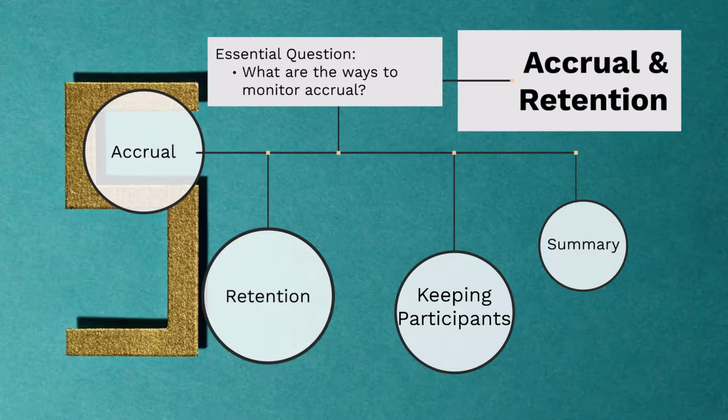So you've written your protocol, you've defined your research question, you've defined your population, you've defined your inclusion and exclusion criteria, you've chosen the data to collect, you have protocol approval, and you are ready to start. That leads us to accrual and retention. So once you have your recruitment plan in place, what are the ways to monitor accrual and to monitor retention?